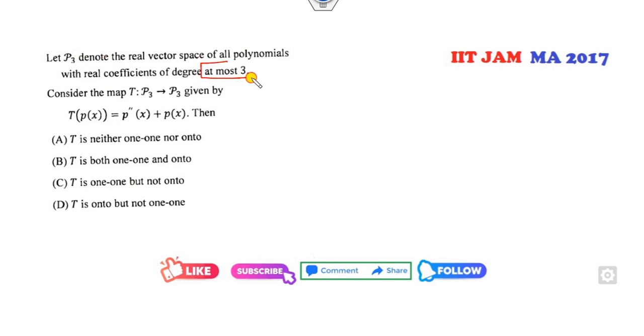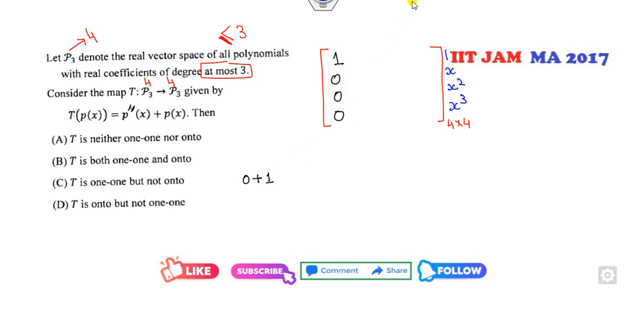P3 is degree at most 3. At most, that means equality appears. So what is the dimension of this? 4. It has a 4 dimension. So I can write it as a 4 cross 4. 1, x, x square, x cube. Firstly, I can take 1. What is the second derivative of 1? It will be 0. So constant 1, rest values are my 0.